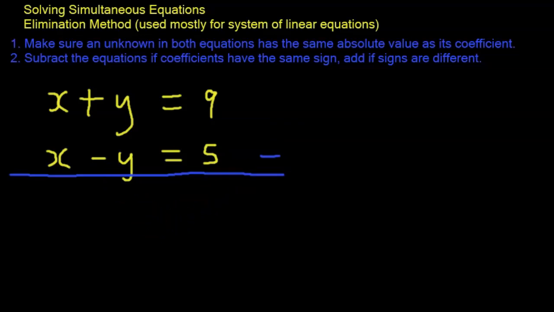So for this problem, we're subtracting. And by the way, when we're subtracting, concentrate. You take the term above and subtract the term below. So the term above is x, the term below is x. x take away x is 0. And then, careful now, it is y take away the term below, which is negative y.